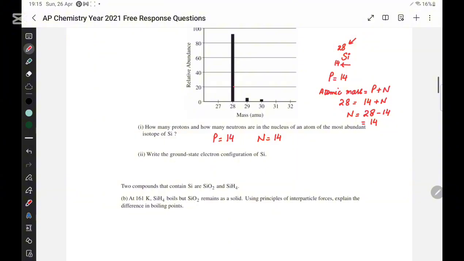They are saying write the ground state electronic configuration of silicon. So we know that it is going to have electrons equal to 14. So that would become 1s2, 2s2, 2p6, 3s2, and then 3p2.